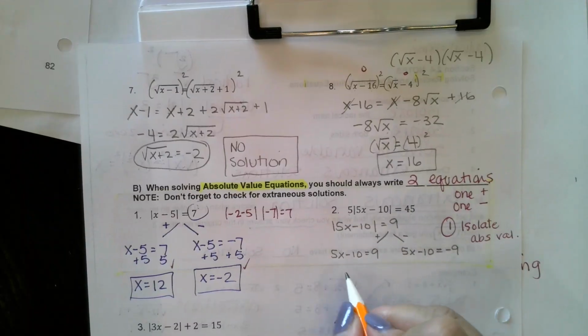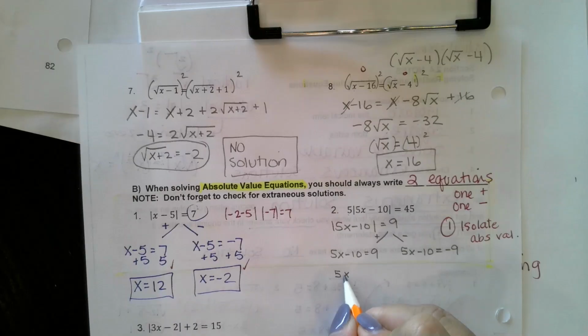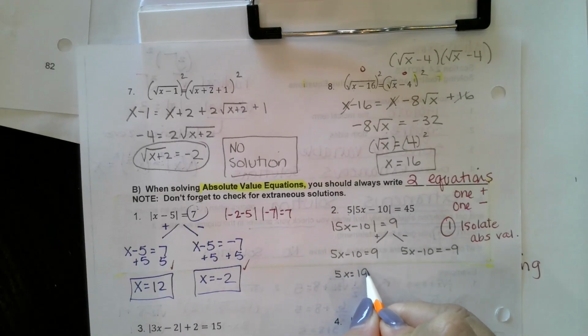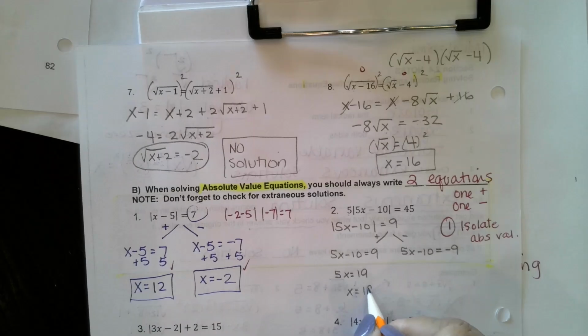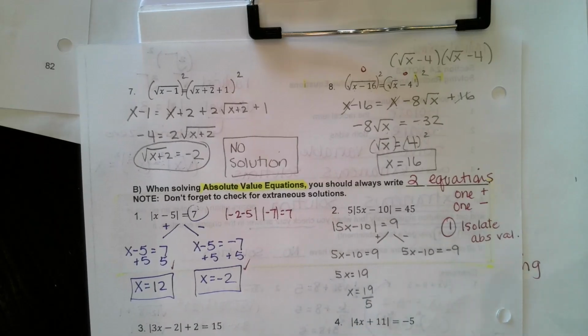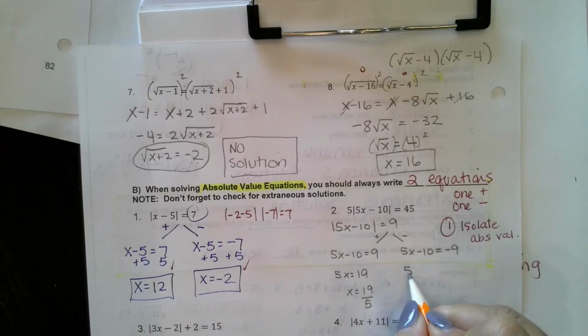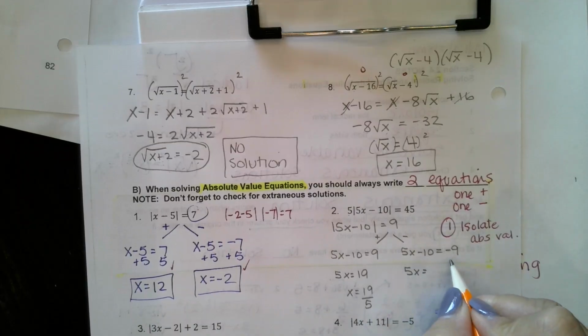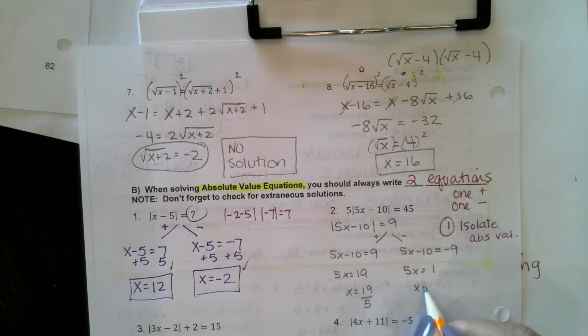So if I solve this, I would have 5x equals 19. So x equals 19 over 5. On this side, I would have 5x equals, if I add 10, 1. So x equals 1/5.